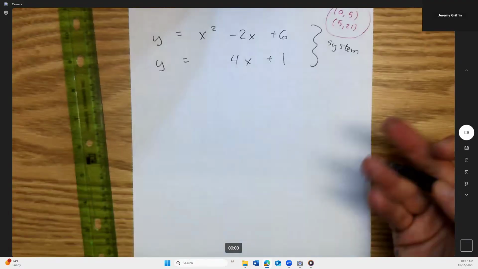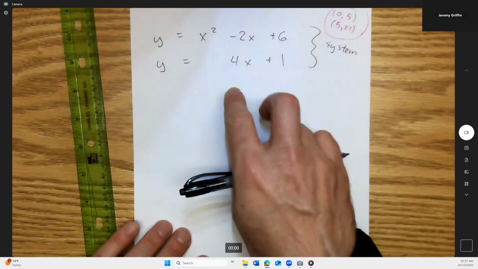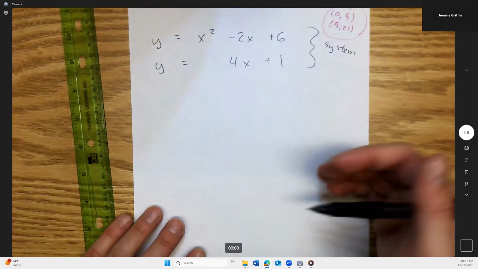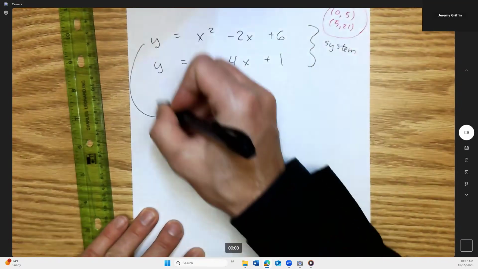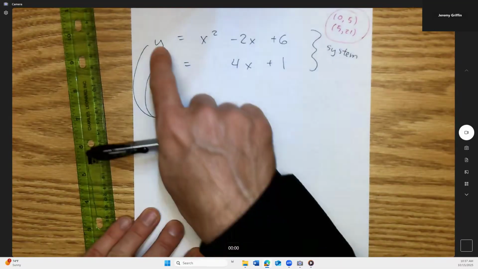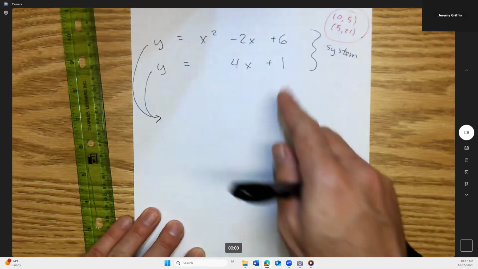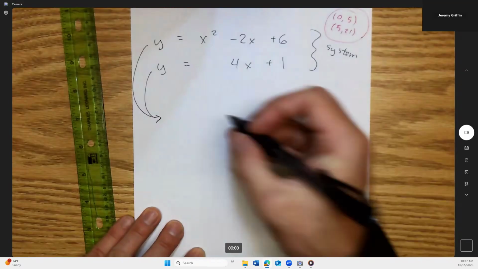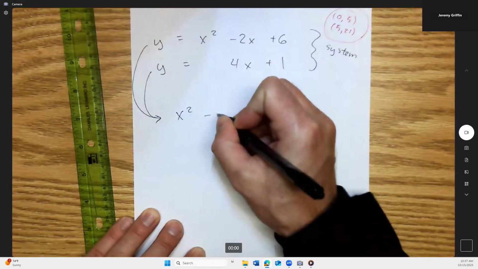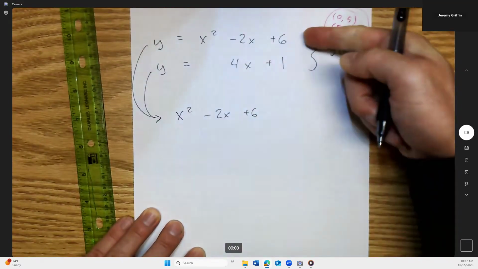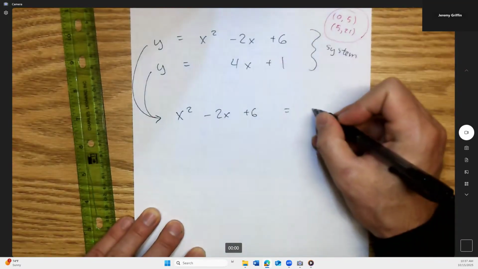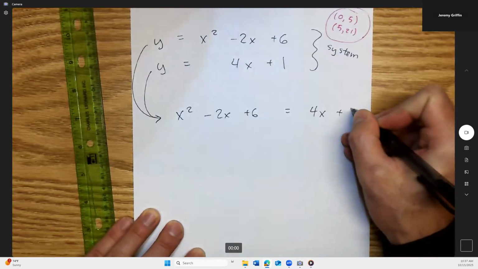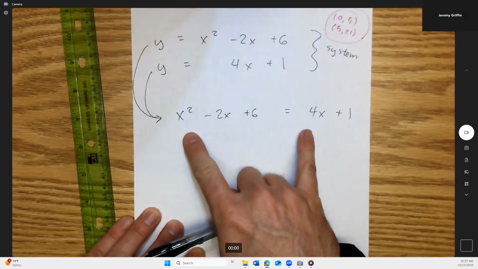One way to solve is with a graph. You graph these and just see where they cross. Or you can use substitution or elimination. How about this? I'll do a substitution version. If y is equal to this, y is also equal to this. I just set those equal to each other and solve for x. So I can say x squared minus 2x plus 6, that's the first equation, is equal to this straight line, 4x plus 1. And then I can solve for x.